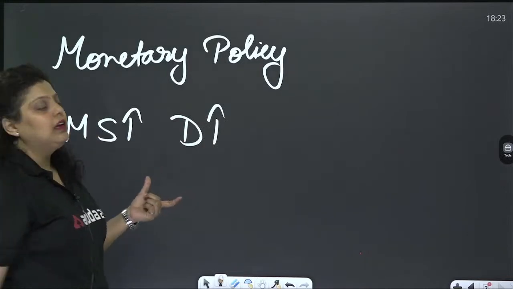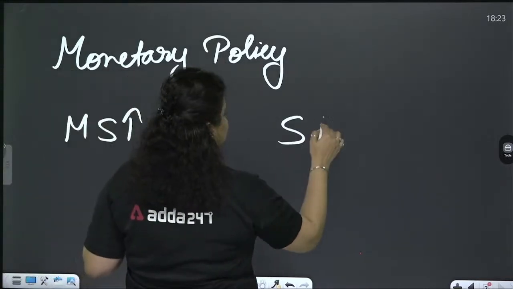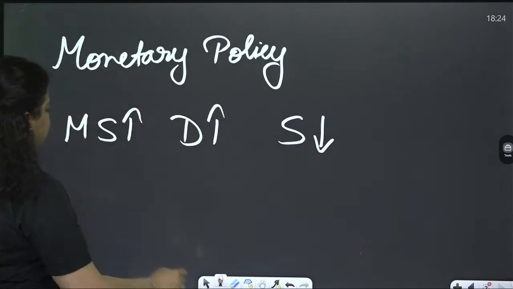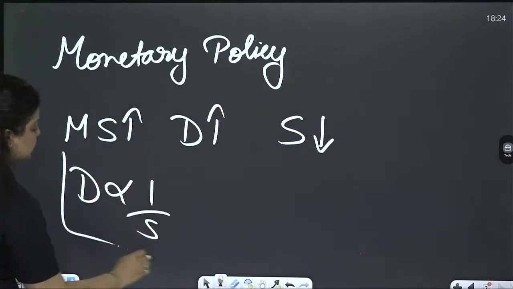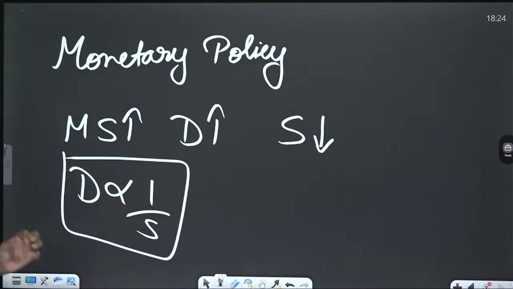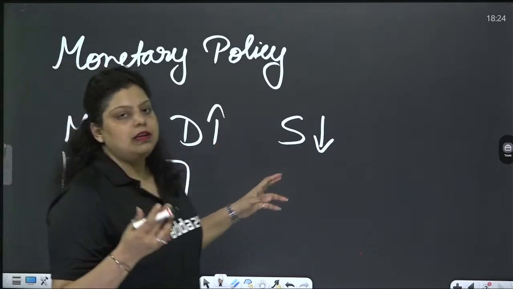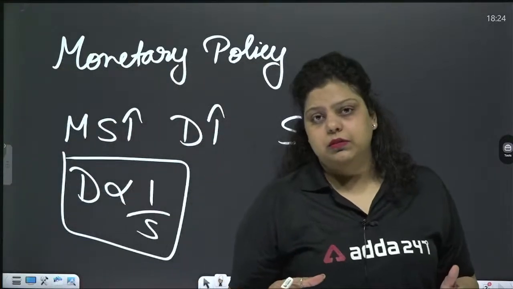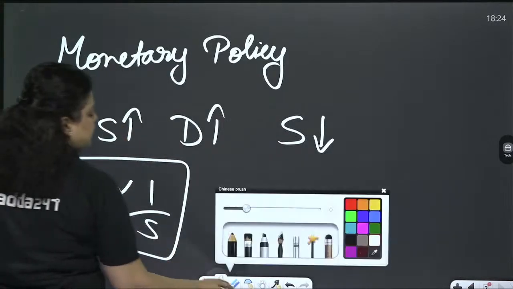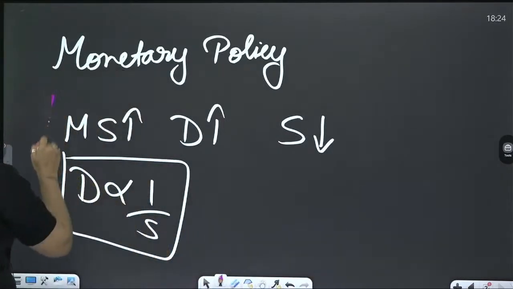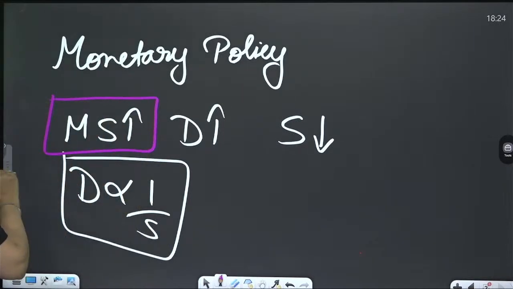According to this demand for goods and services, the supply will fluctuate, because demand and supply have an inverse relation. So if the demand is increasing, the supply is definitely going to decrease. And if demand is decreasing, the supply will increase, because they have an inverse relation between them. So all the transactions in the economy depend on the money supply, and this money supply will be maintained by RBI under the monetary policy, right?